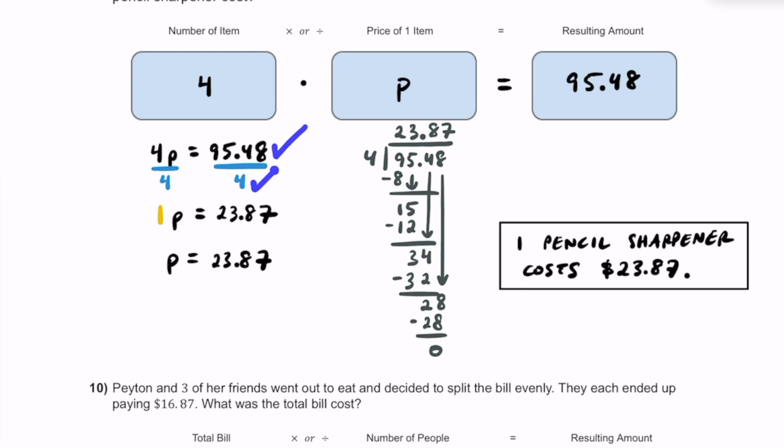In this step here, we used the inverse operation of division. We divided both sides by 4. Getting 1 here is using that multiplicative inverse property. And then when we got rid of the 1 and turned it into just saying P equals, that's using the identity property of multiplication. All right, cool.